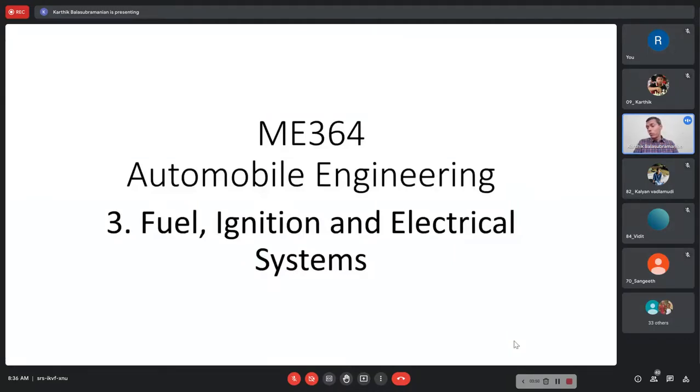Okay, next we'll move on to the unit on fuel, ignition, and electrical systems. So, what are these fuel, ignition, and electrical systems? What does the fuel system talk about? What runs the engine? There could be different types of fuel. Yeah, that's okay, but more importantly, what does the fuel system talk about?